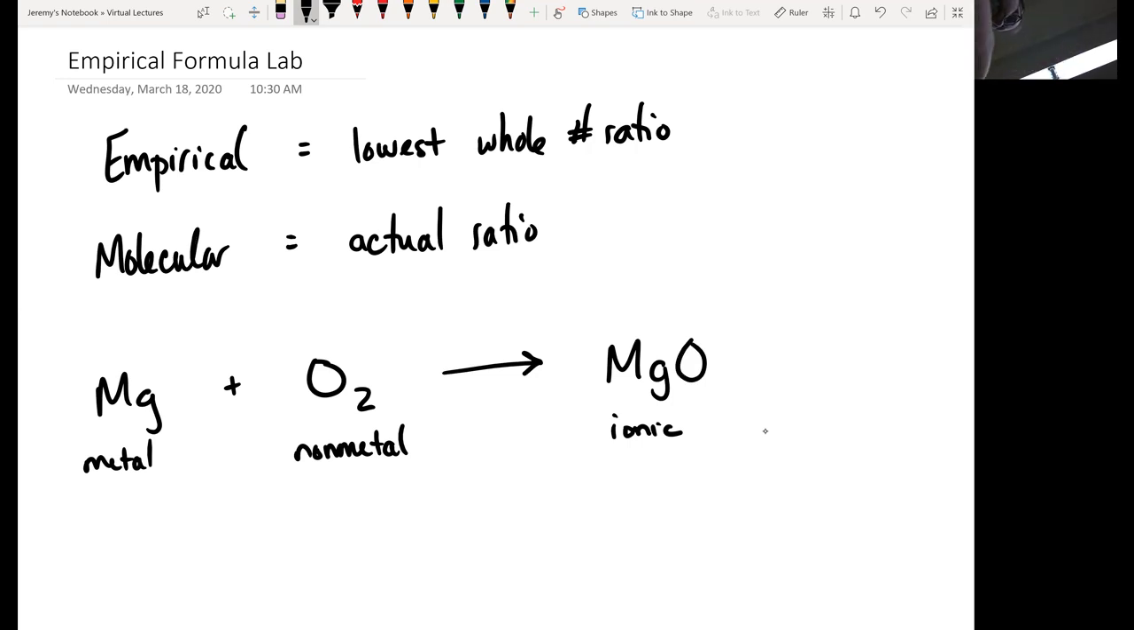Today in lab, however, we want to prove that that's going to be the case, and we're going to do it using math. We're going to do a little experiment and work backwards to determine that this is the case.